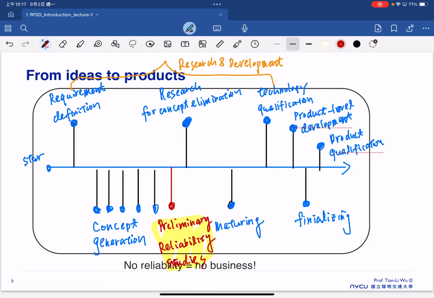And also in the end, before the product release, we definitely will do the product level reliability evaluation again, to make sure the product we develop can reach the certain reliability goal. For example, 3 years, 5 years, 10 years, and so on.